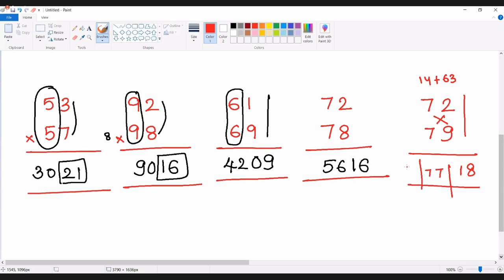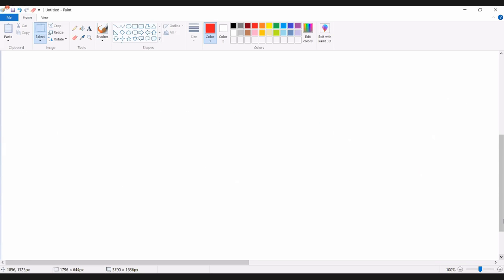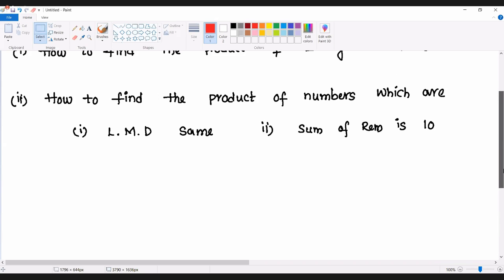So now 7 into 7 is 49. Further calculation, 8, and send it as carry, it is 56. Answer is 5688. So that's how you can find out the product of the numbers when the numbers are following the special property like this.